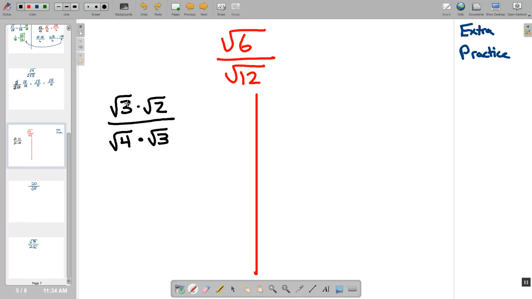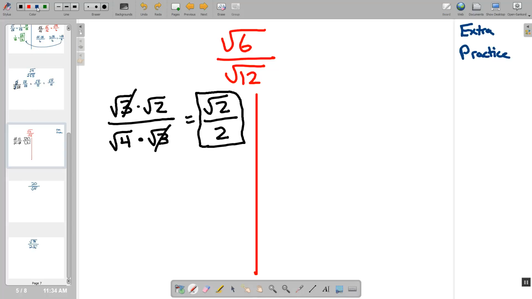Now I do know that the square root of 3 and square root of 3 can be divided to equal 1. And I do know that the number 4 can simplify into 2. And so I end up getting square root of 2 over 2. And then I am done because the denominator is not an irrational number. Therefore, this is in simplest form.